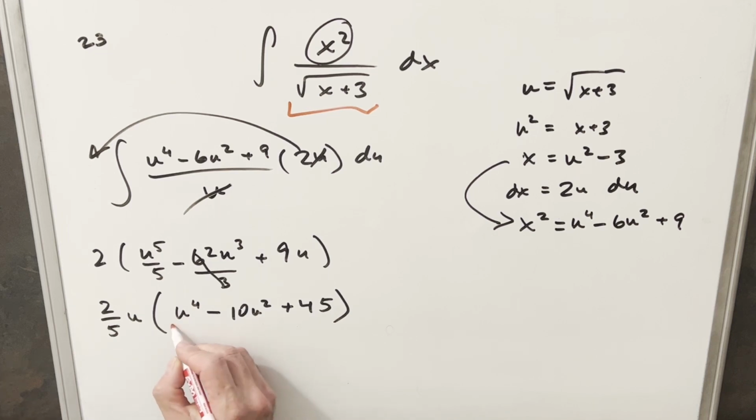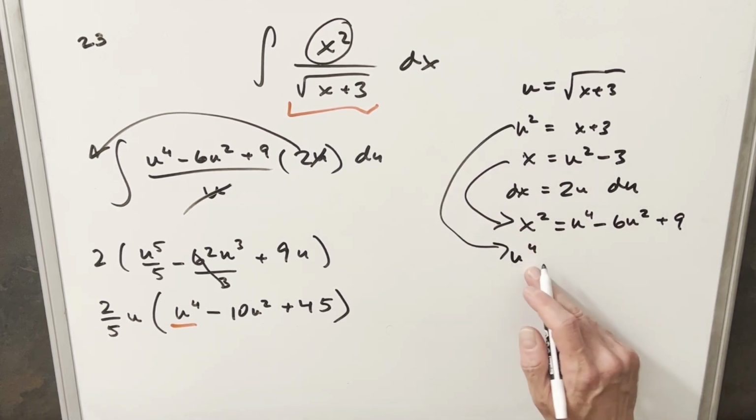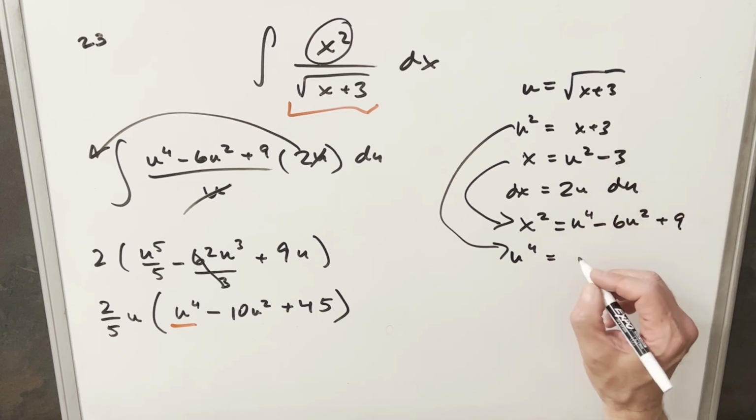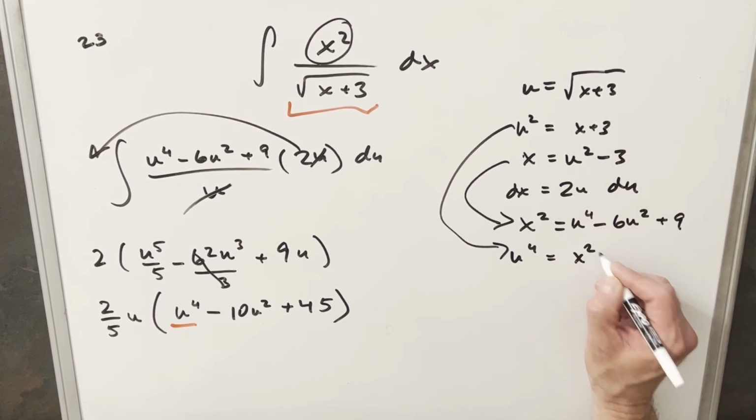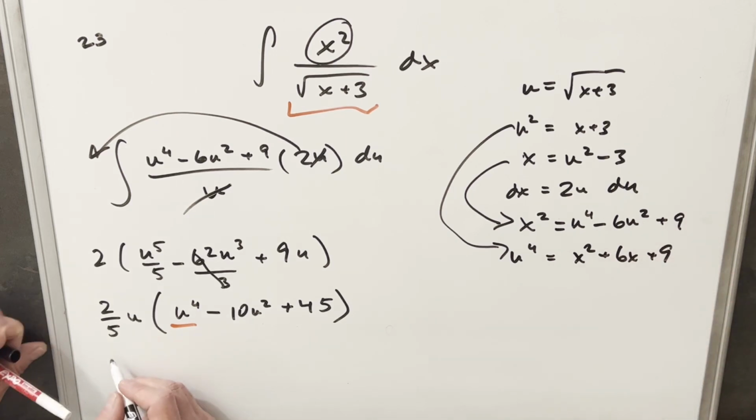And then just one more thing, I've got this u to the fourth right here. Since we have all these values over here, I might as well get u to the fourth while I'm at it. So we'll take the u squared and square that. So u to the fourth, squaring this, is going to be x squared plus 6x plus 9. And now I'm ready to back substitute.